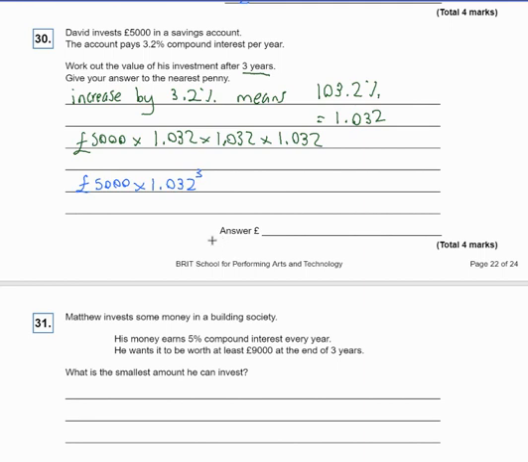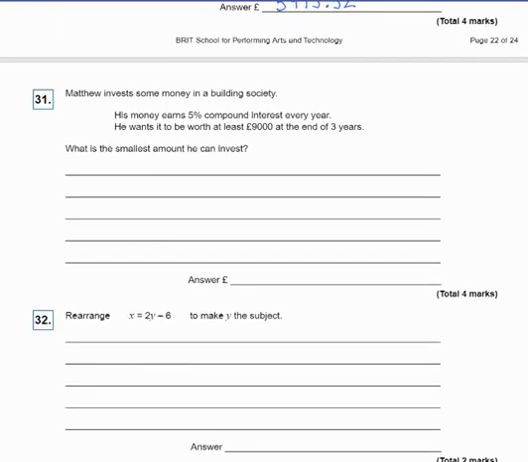Okay, now let's actually work that out. 5,000 times 1.032 to the power of 3. And that gives us 5495.52, correct to 2 decimal places. Okay, we need it to 2 decimal places because it's money. So 5495.52. Right, let's do the next compound interest question.